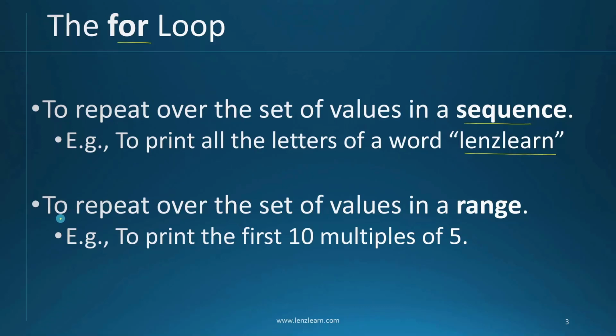You can also use a for loop to repeat over a set of values in a range. Now, range is a particular function. We will study functions in the coming chapters. Just understand that range is something which can generate a set of values which can be used inside the for loop for your program to proceed. So you can use range to print the first 10 multiples of 5. We have examples of both of these, and when you see them, you will understand it much more clearly.